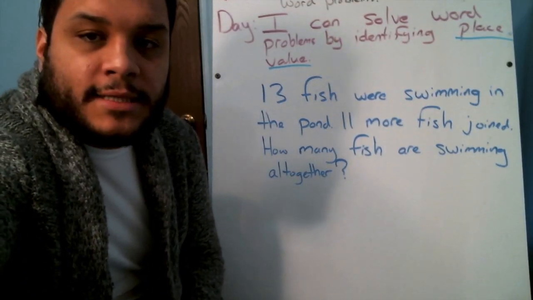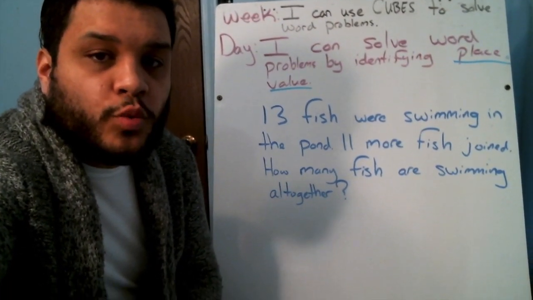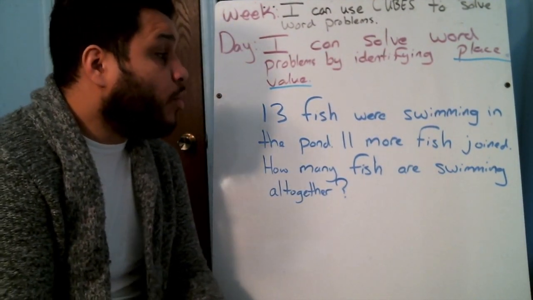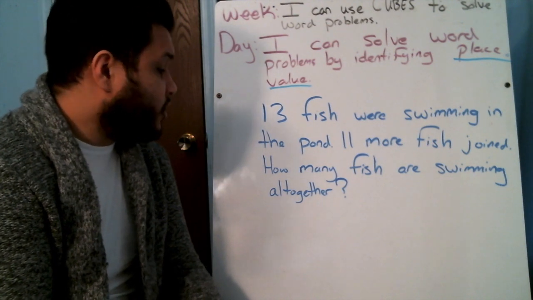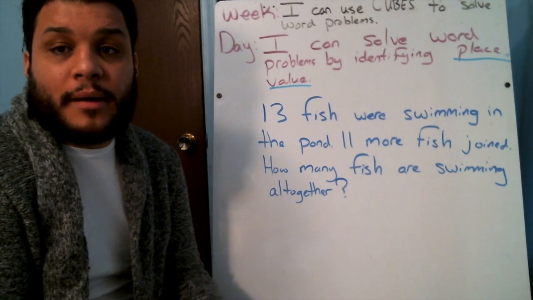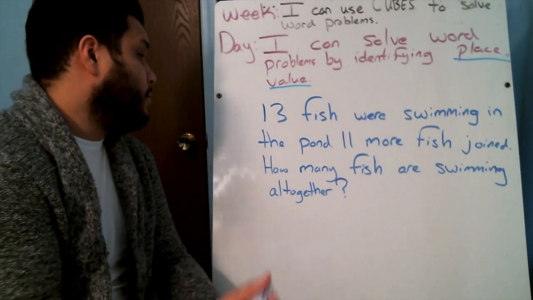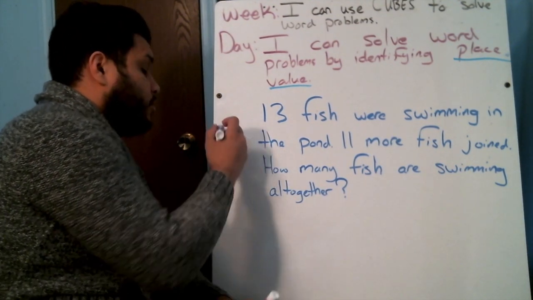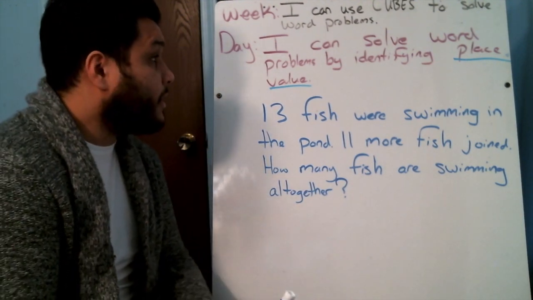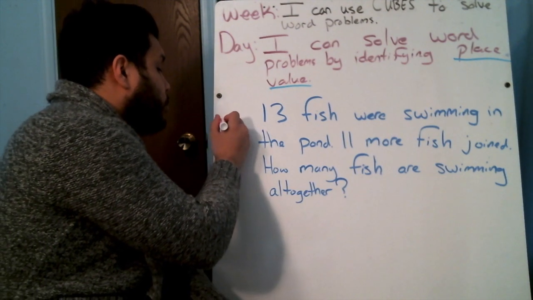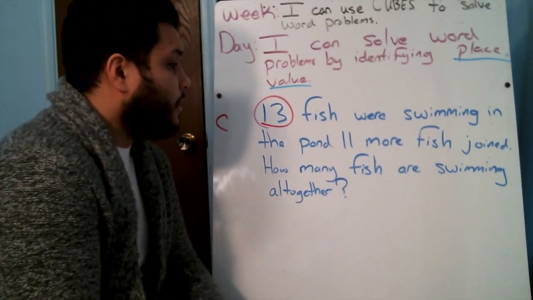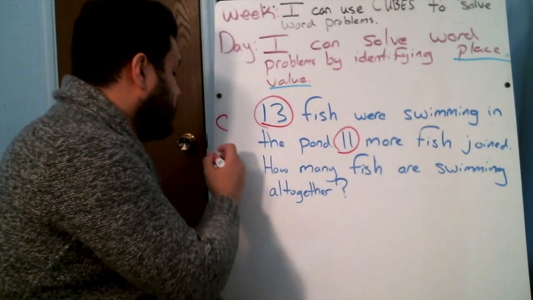So our problem says today 13 fish were swimming in the pond. 11 more fish joined. How many fish are swimming altogether? Well, we know that the first step in solving our problems is using CUBES. C, we know, stands for, yes, circle the key numbers. So let's look through our word problem and get that done. So we have the number 13 and we have the number 11.